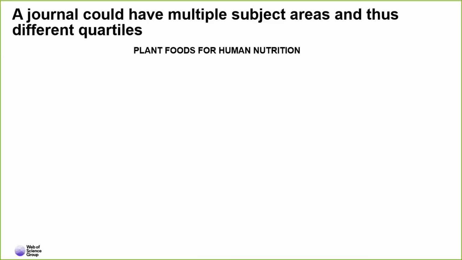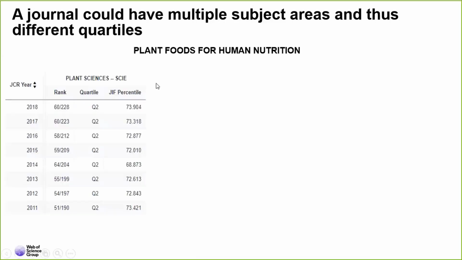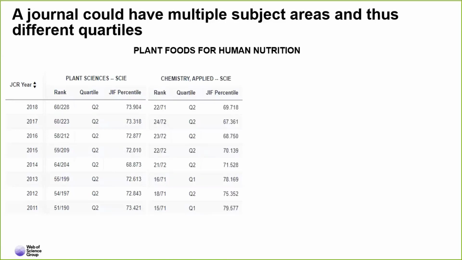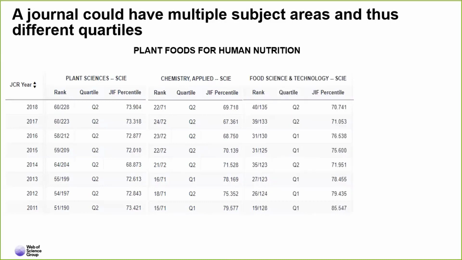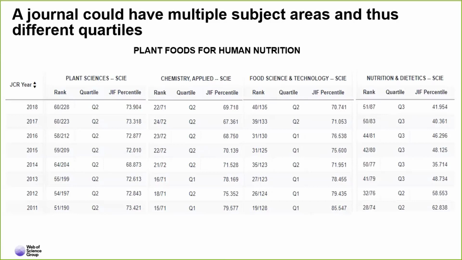So this journal is classified in several categories. Obviously, plant sciences, it has one impact factor, but because it's in different categories that have a different number of journals, if you look at different years and different categories, it's in plant sciences, it's publishing papers in applied chemistry, it's publishing papers in food science and technology, and also in nutrition and dietetics.